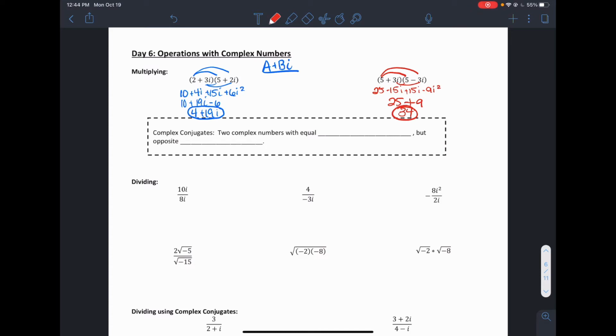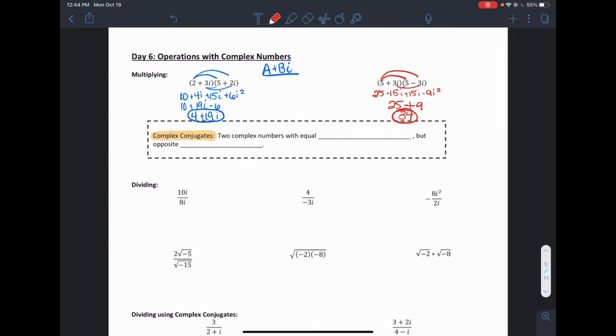You might have also noticed that the 5 plus 3i and 5 minus 3i, that's a special case, right? That's the same numbers, but the signs are opposite. So we call these complex conjugates. Complex conjugates are two complex numbers with equal a values, but opposite b values. And conjugates don't have to be complex. They can be radical. It's anything where we flip the sign of the second term. It's going to be very useful for us because you'll notice that those middle terms ended up getting rid of the i's when we multiplied. So that'll be important later.